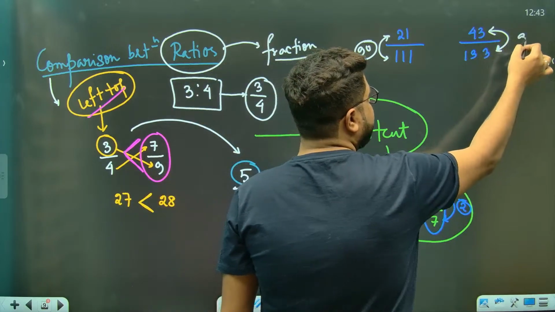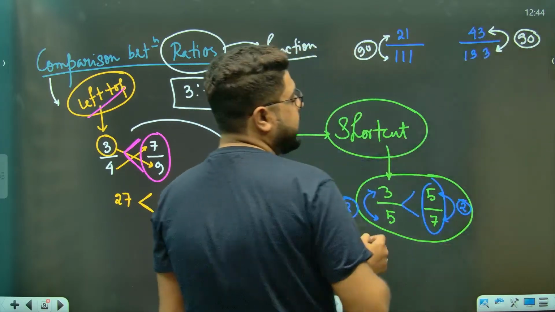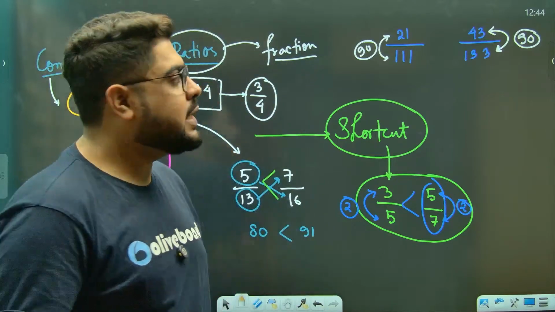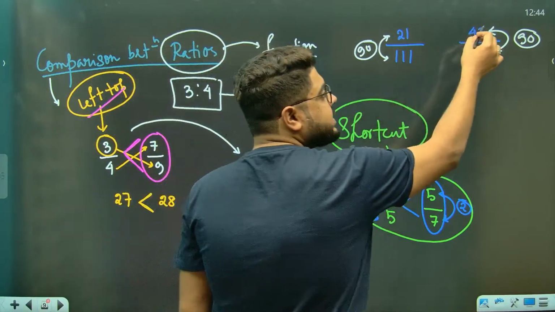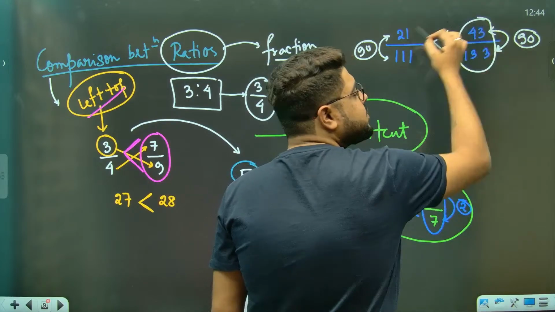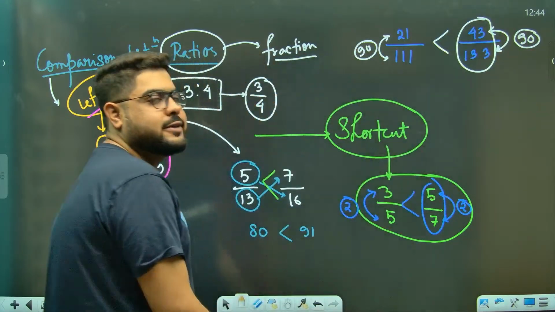So the gap is 90, sir. What will you do? You will say, sir, what is greater? So this one's greater. The bigger values, wherever you see bigger values, that is always greater.